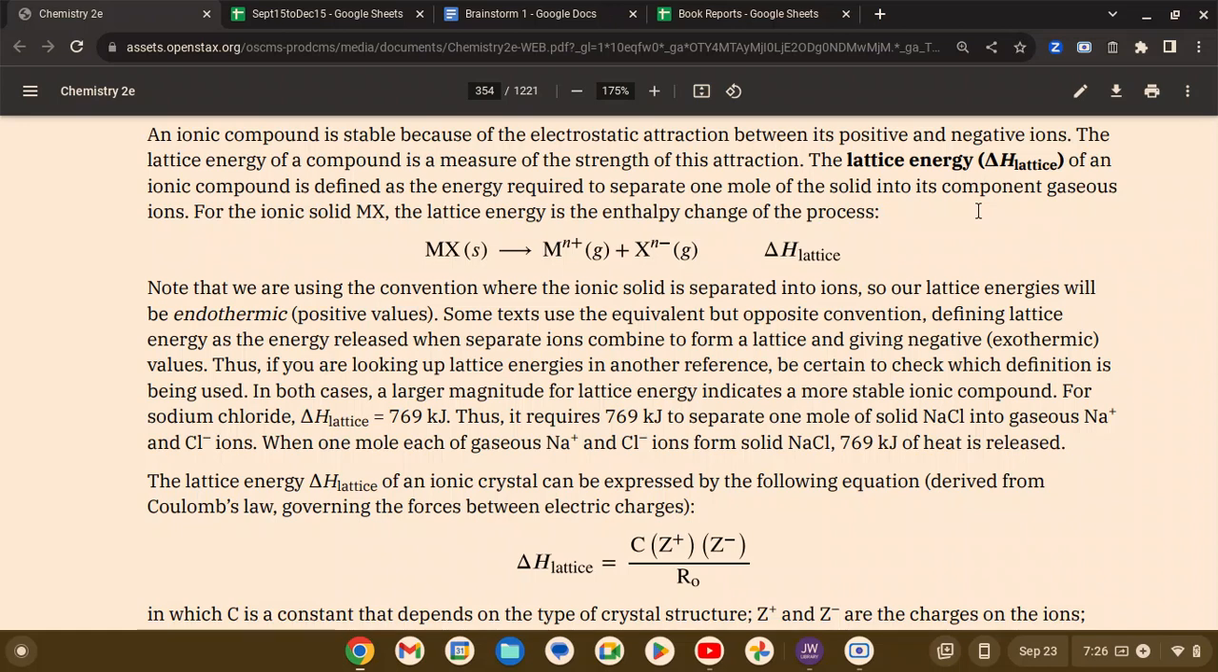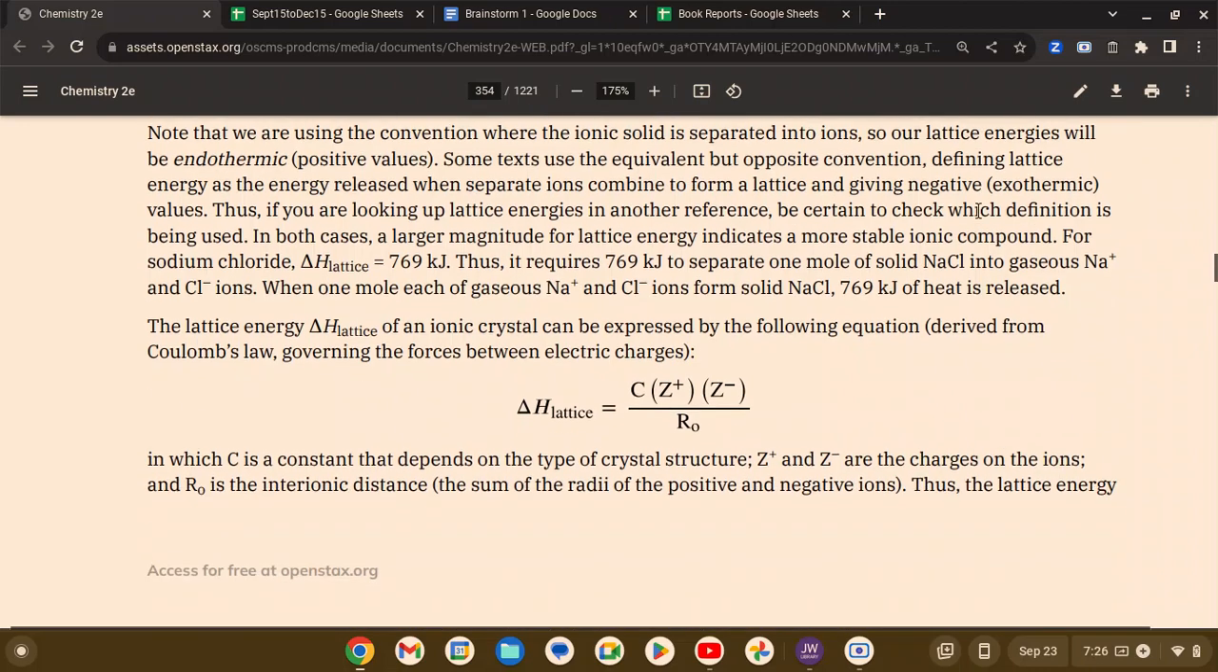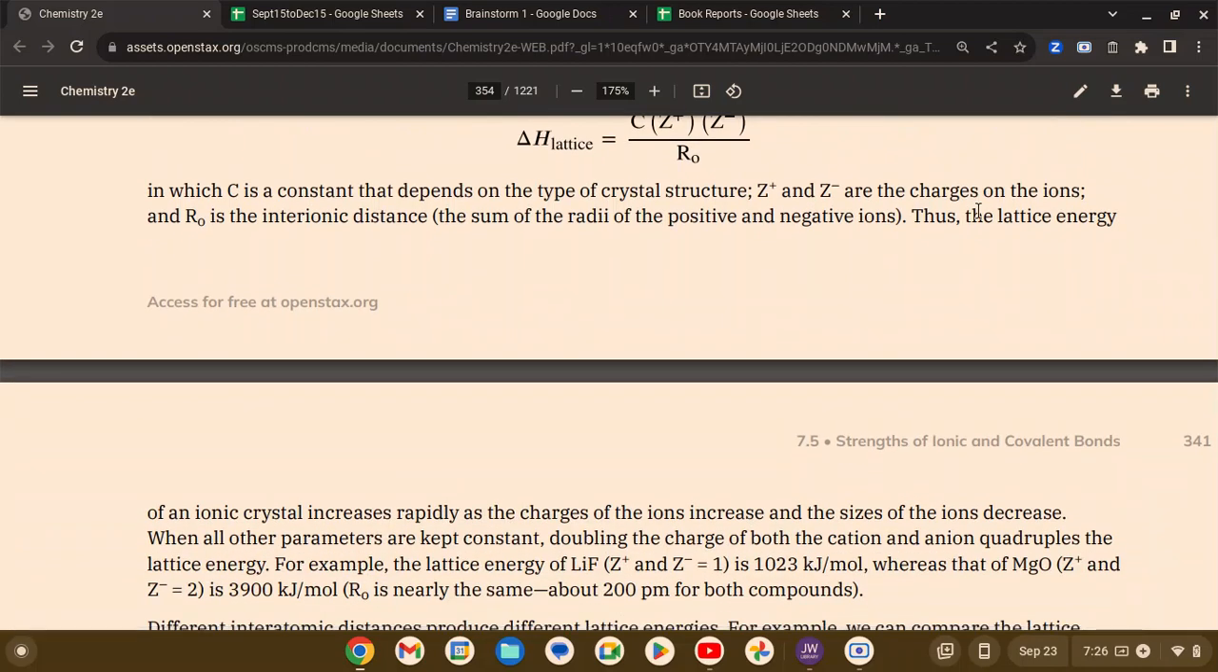The lattice energy, delta H lattice, of an ionic crystal can be expressed by the following equation derived from Coulomb's law governing the forces between electric charge. Delta H lattice equals that equation, in which C is a constant that depends on the type of crystal structure. Z plus and Z minus are the charges on the ions, and R0 is the interionic distance, the sum of the radii of the positive and negative ions.